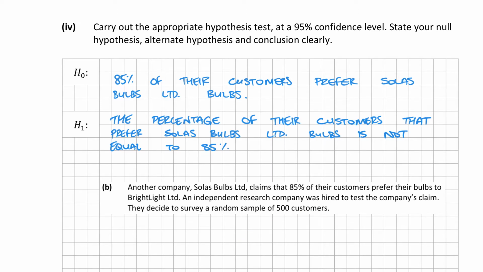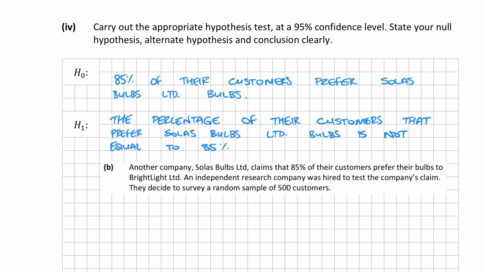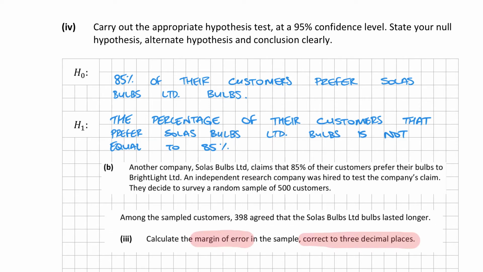Okay, so first thing we need to do is get our sample proportion, right? So in order to find out what the sample proportion is going to be, we need to go back over that question, and we can see here that the amount of people that said they prefer Solus's bulbs was 398 out of the sample of 500. So we need to form a fraction with that.